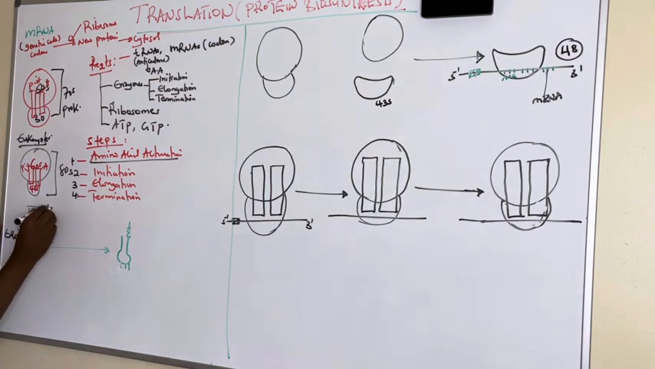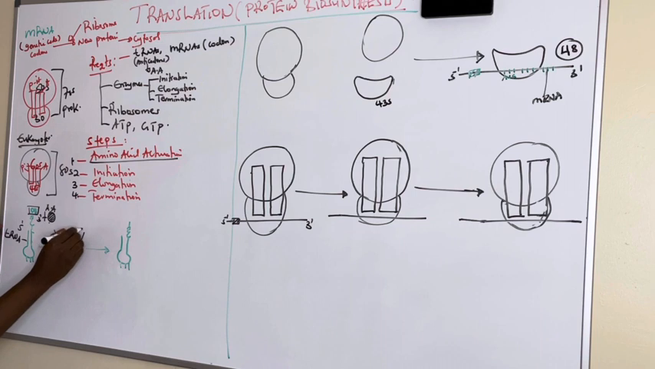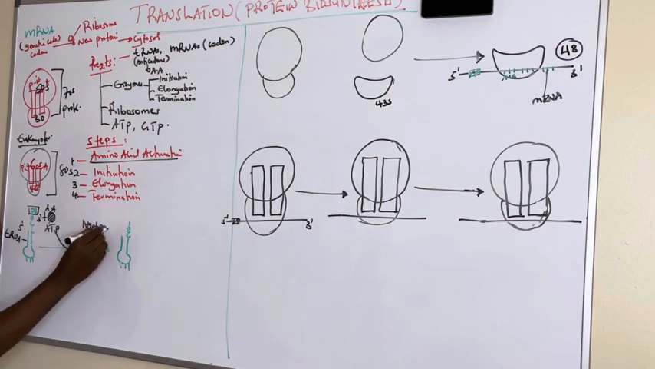And whenever we add an amino acid, this requires energy. This addition of an amino acid at the 3' end requires energy, and this energy is supplied by ATP. Whenever I have adenosine triphosphate, it is split into adenosine monophosphate plus a pyrophosphate.